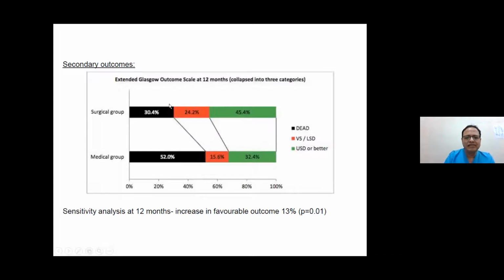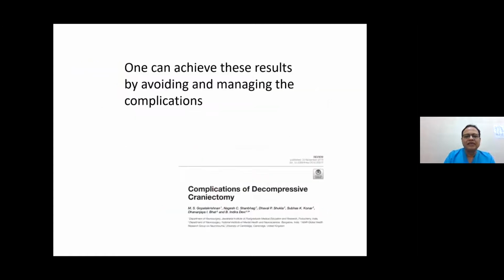So this paper, the RESCUE-ICP trial, confirms that decompressive craniotomy is worthwhile doing, but one can achieve a good outcome only by taking care of the complications. Of the people who survive, 40% end up with some form of complication, and one can achieve good results only by either avoiding or managing these complications. And all of us have encountered similar complications daily in these kinds of patients.